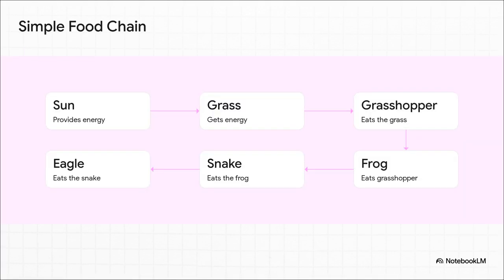Let's track a specific journey in action. A single unit of solar energy is caught by the grass, then it gets concentrated into a grasshopper, then a frog eats that grasshopper, a snake eats the frog, and finally it powers the flight of an eagle. It's a rapid, unbroken chain of biological conversion, passing from one living thing to the next.